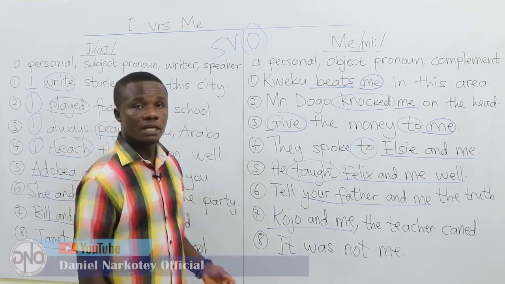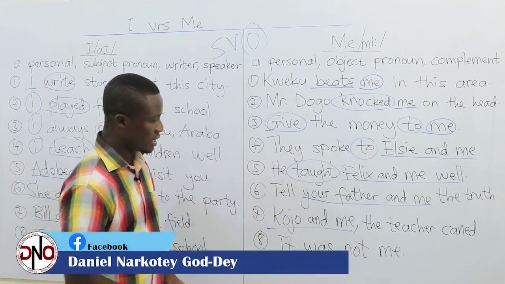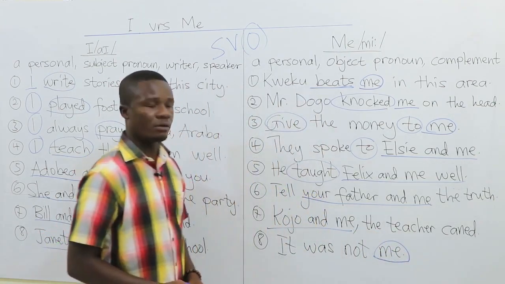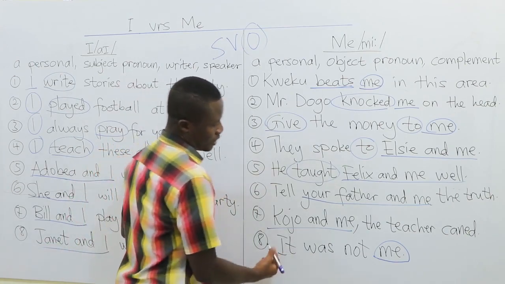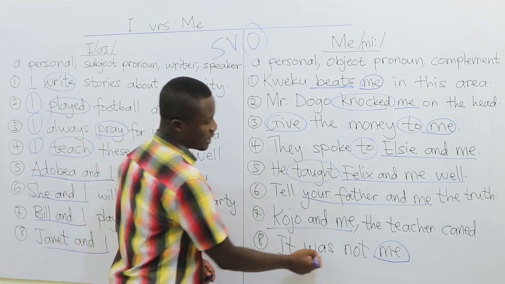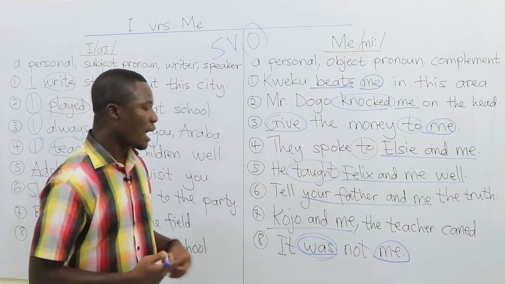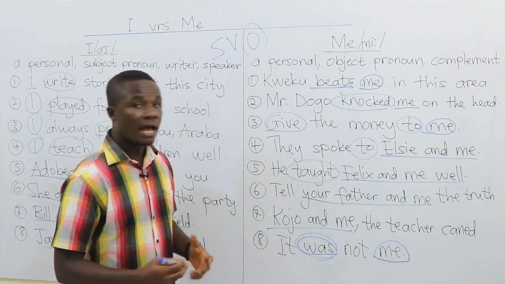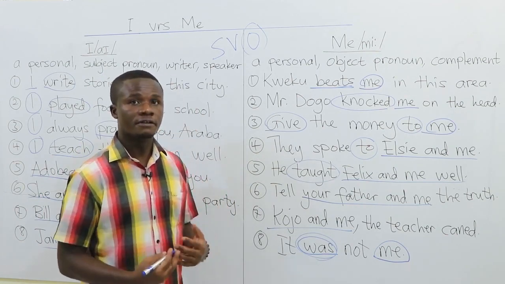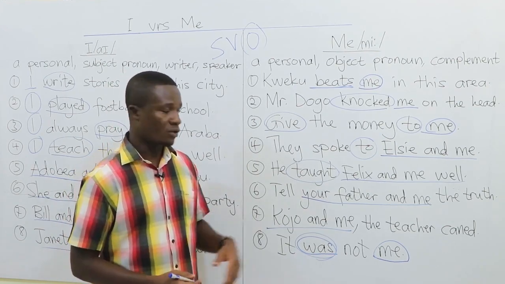Then 8. Earlier on I mentioned that me also functions as a complement. So in 8 here, me is a complement. It is not an object. So it was not me, it's a complement, it's not an object. Now look at the verb to be, in its various forms like is, was, are, and the rest. Anytime it functions as the main verb in the sentence, it doesn't take an object. It takes a complement.